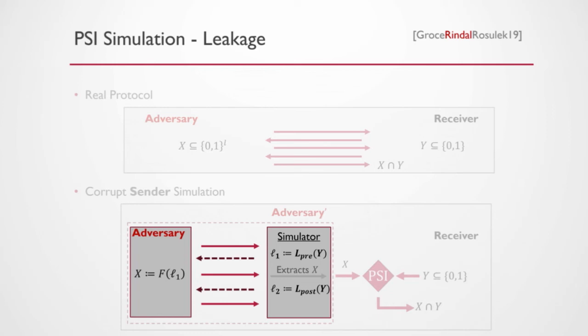And in the semi-honest case, when that had previously been examined, this pre-leakage wasn't considered because it's not an issue. But here we need to be able to let the adversary adaptively choose their input.